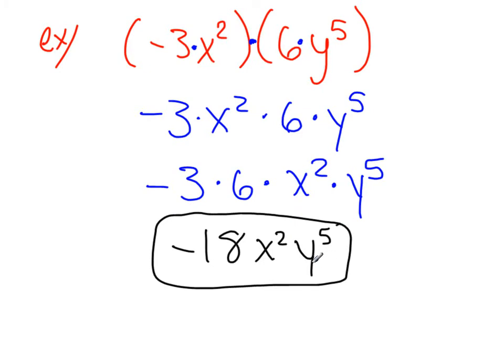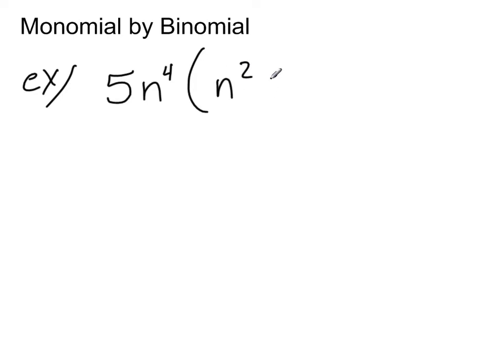Let's go ahead and see what happens when we take a monomial and multiply it by a binomial. So let's have a nice monomial. Let's say 5n to the fourth. And we're going to multiply it by n squared plus 3. So this is our monomial, 5n to the fourth. You can view it in parentheses or not. It really doesn't make a difference. This entire thing's being multiplied by n squared plus 3.